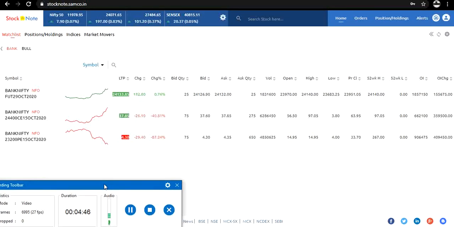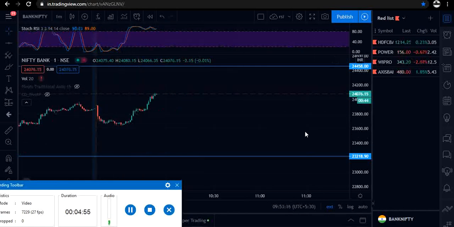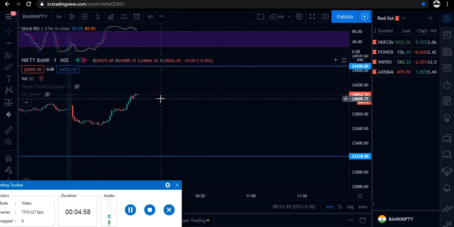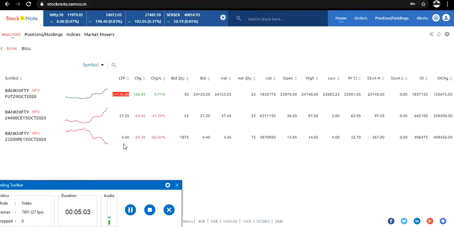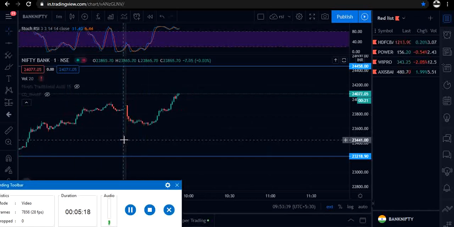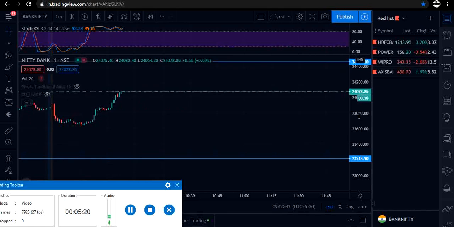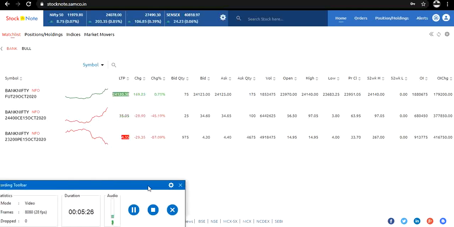As you can see here traders, the 23,200 put is currently trading at 4 rupees. I am waiting for Bank Nifty to come for a retracement or for any consolidation, so that the price of the put will go higher, and we'll place our order at a price near 8 rupees. Okay, so let's wait for Bank Nifty to come downside. Okay, so let us place our limit order. Now we will wait for it.